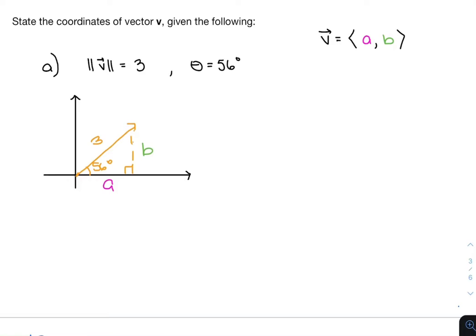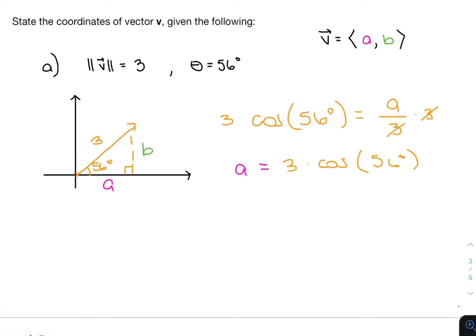If we were to actually solve for what A is, we can use trig to do this, because if you remember from trig, this side is called the adjacent side from the angle, and we have given information on the hypotenuse. So if we were to look for A, we can use cosine. So we can have cosine of 56 degrees is equal to adjacent, which is A, over 3. 3 is on our hypotenuse. So what we can do is multiply 3 to both sides to solve for A. So we have that A is equal to 3 times cosine of 56 degrees.